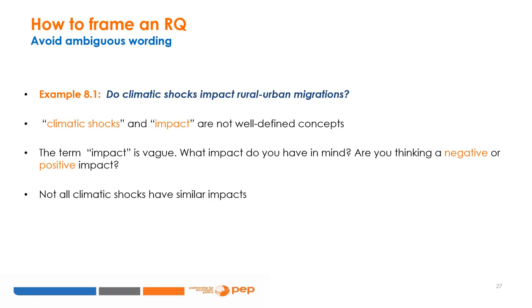Here we have two problems. First, the term impact is vague. What impact do you have in mind? Are you thinking of a negative or positive effect? Second, not all climatic shocks have similar effects. A research project usually is one idea. You do not want to bundle ideas into one research question. This is confusing to readers. A research question is not a buffet.